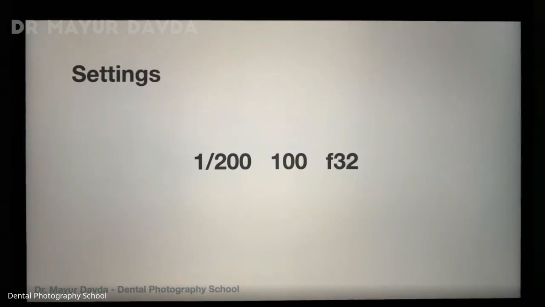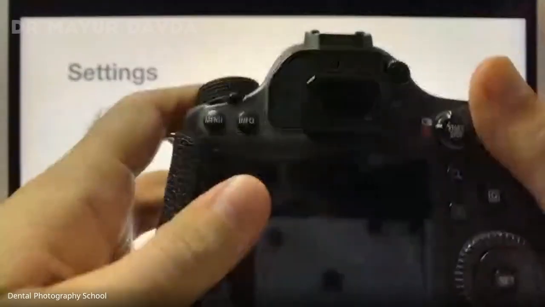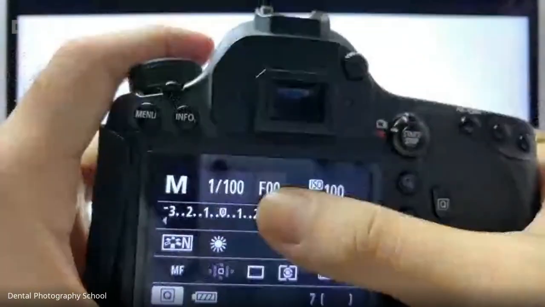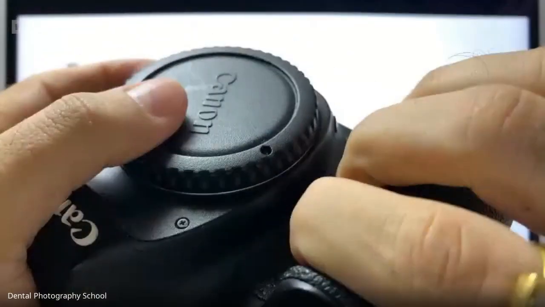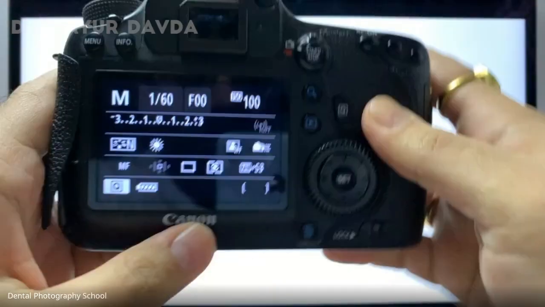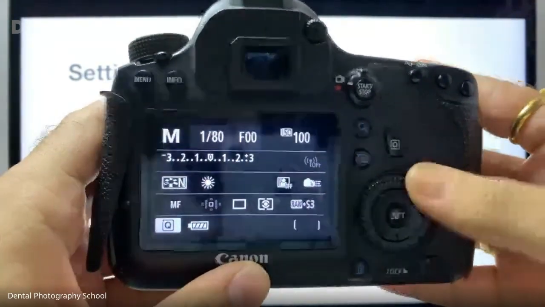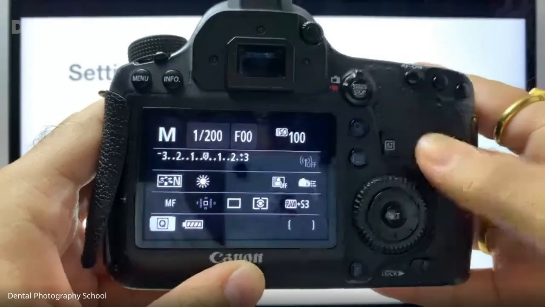Now it is time for me to show you these settings on the camera. So let me get a hold of my camera. I'll just show you how it looks on the camera. So let me just put it on for you all. Okay, since I don't have any lens on it, it's f00 because I've not connected my lens right now. But you can see that my shutter speed is changing right now. That's my shutter speed. So I'll just keep it at 1 by 200.